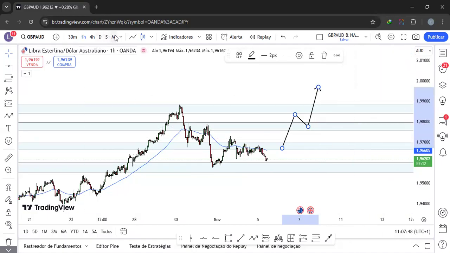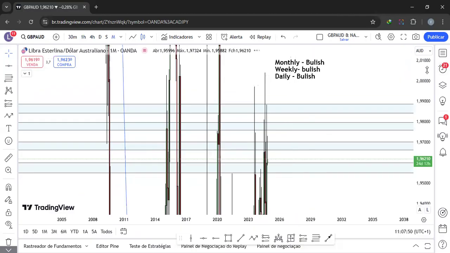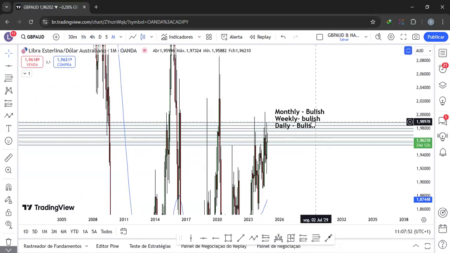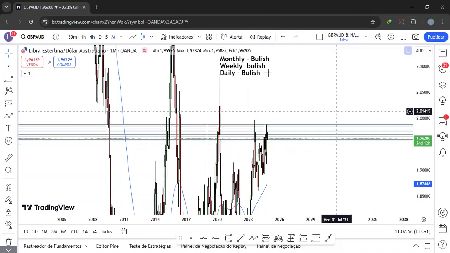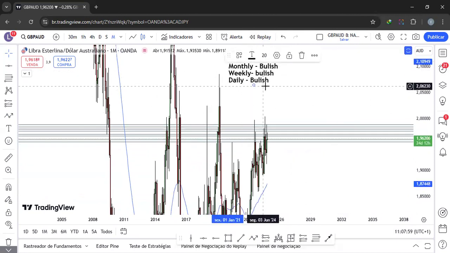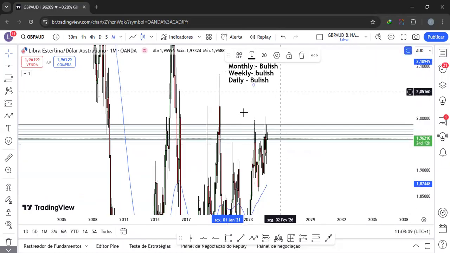So, a quick recap: we saw that monthly is bullish, weekly is bullish, daily is bullish, so 4 hour is bearish. We're going to work on the 4 hour to see the change of structure to bullish, so that we can enter the market and make a new decision.